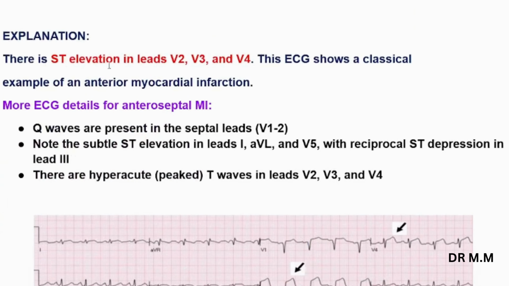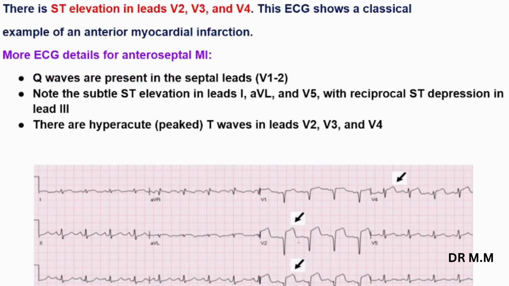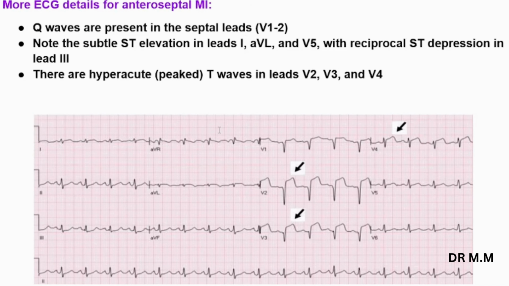There is ST elevation in leads V2, V3 and V4. As we said, we can see ST elevations in leads V2, V3 and V4. This ECG shows a classical example of an anterior myocardial infarction. Okay, more ECG details for anteroseptal MI.